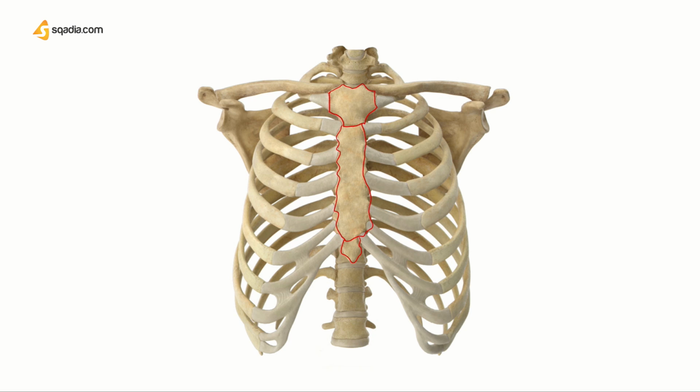And besides this, we have 12 pairs of ribs on each side. So if you look closely, each of the ribs has a cartilaginous part and a bony part. So this white part over here is the cartilaginous part. And this off-white part is the bony part of the rib.